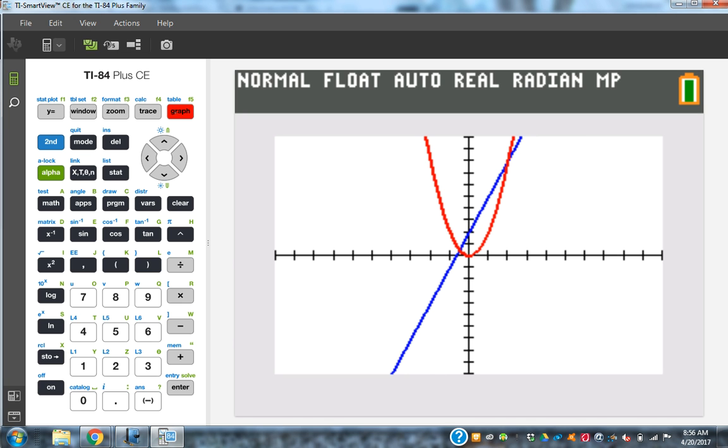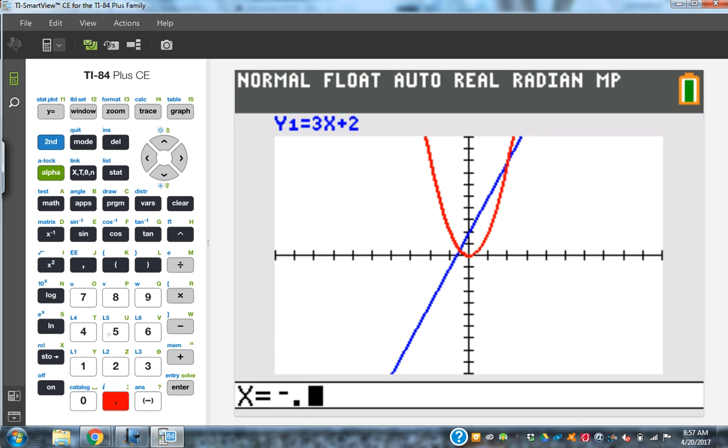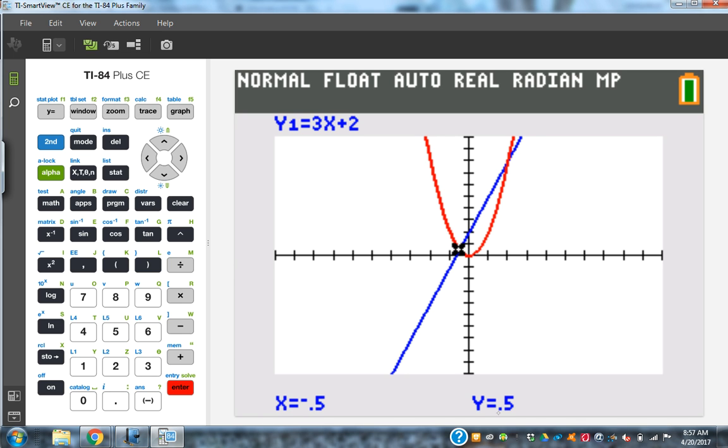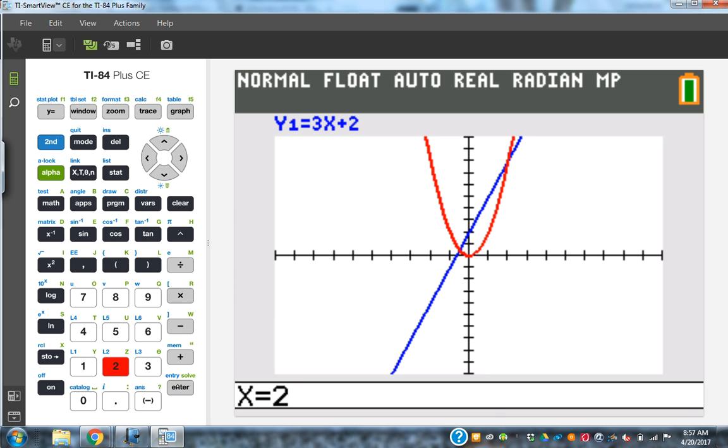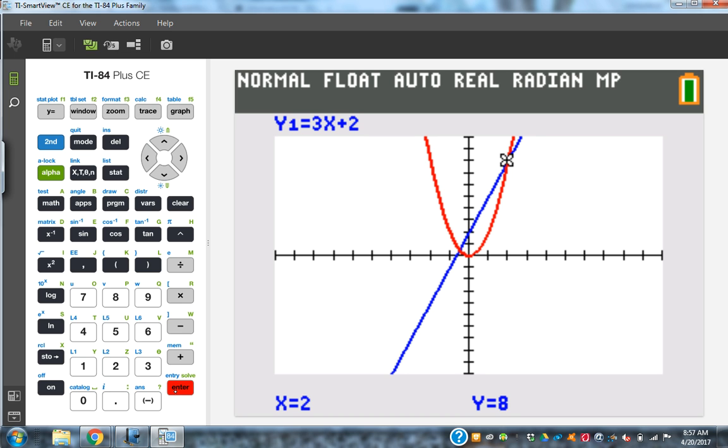How can we check that? Trace would be one way. Yeah. If I could hit trace and type in negative 1/2. And yeah, right there, where they're at. And then over here, there's positive 2 way up here toward the top. It's 10 at the top, so it looks like it's about 8. Looks like the right spot. So I'm going to trace it at positive 2. And right there they are.